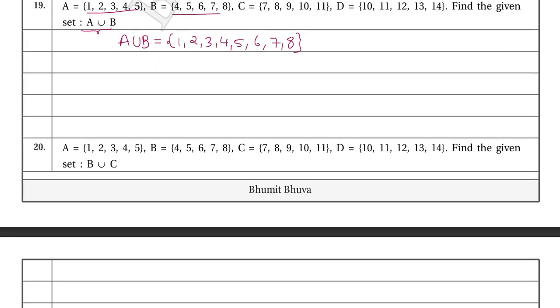Next one, B union C. So what is B union C? Combine the B set and C set. So 4, 5, 6, 7, 8, 9, 10, and 11. So this is the answer for B union C.